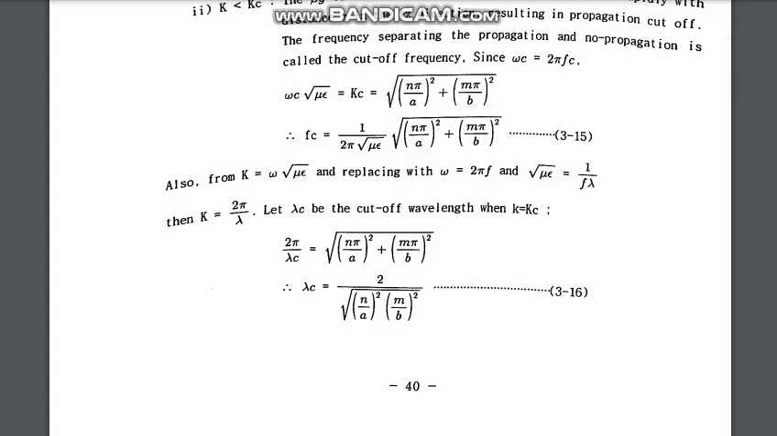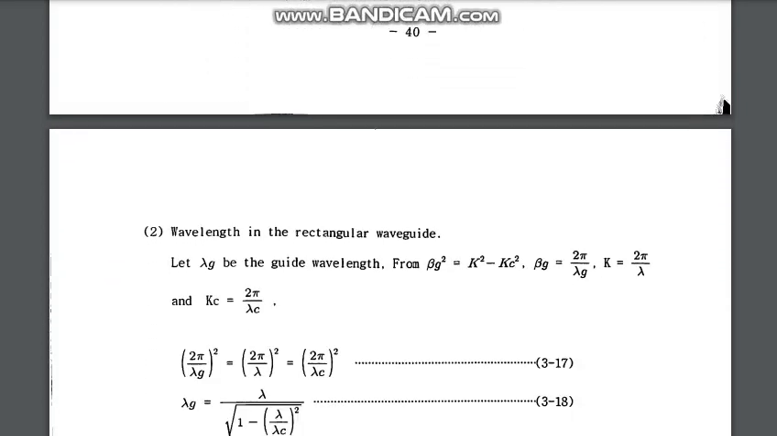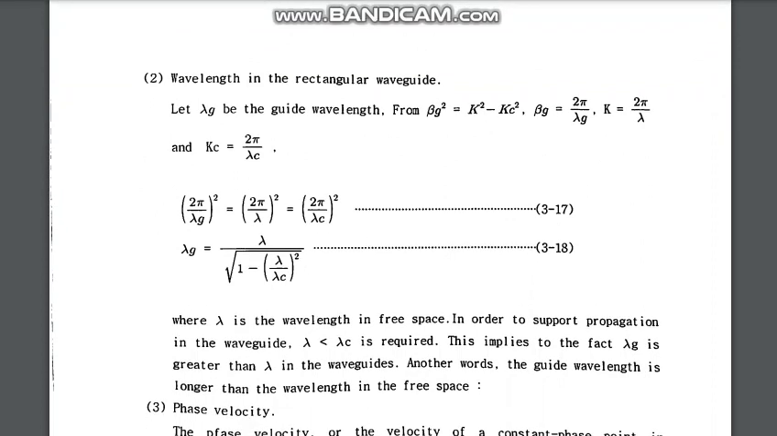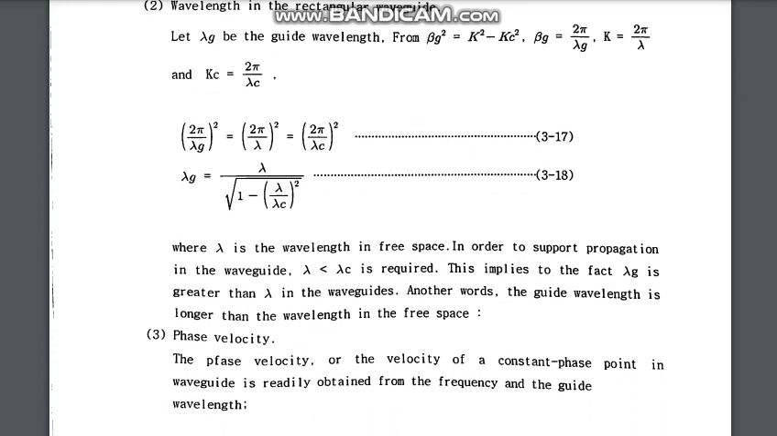Again, after calculating this, we go through to the wavelength in the rectangular waveguide, lambda g, that is the guide wavelength. That has been derived through the cutoff wavelength. If you know the operating wavelength and the cutoff wavelength, we can find out the guide wavelength through this equation. There are a lot of derivations out there.